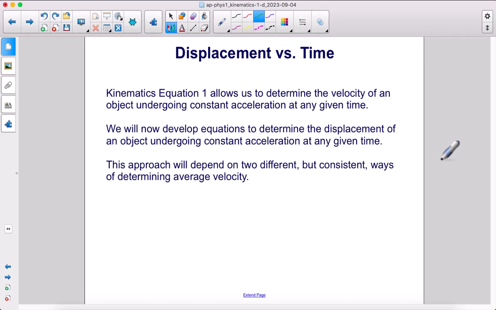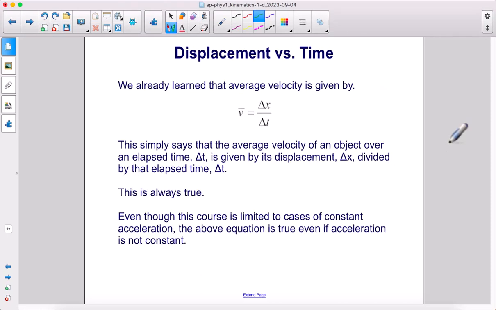This approach will depend on two different but consistent ways of determining average velocity. We already learned that average velocity is given by change in position over change in time. This simply says that the average velocity of an object over an elapsed time, delta t, is given by its displacement divided by that elapsed time. This is always true. Even though this course is limited to cases of constant acceleration, the above equation is true even if acceleration is not constant.